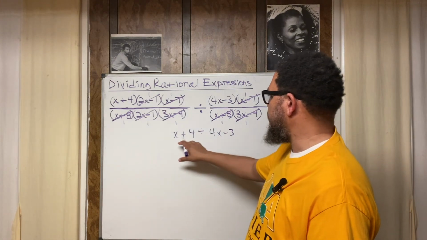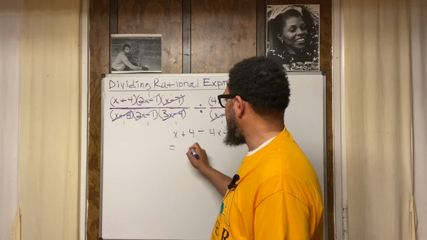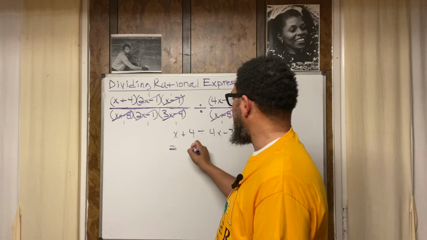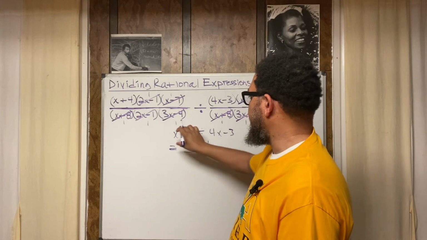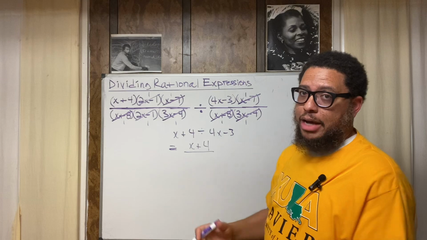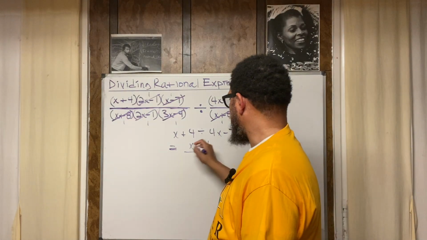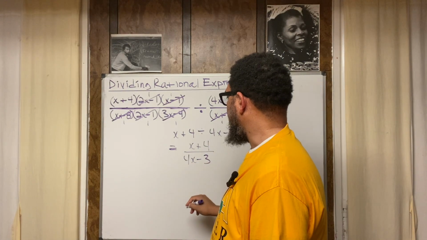All right, so now we got x plus 4 divided by 4x minus 3. So I'm going to just rewrite this in vertical format with the x plus 4 as my numerator, which is my dividend. My dividend and numerator are the same thing. My denominator and divisor are the same thing. So the x plus 4 is going to go on top, and the 4x minus 3 is going to go down the bottom. That's what I'm left with.